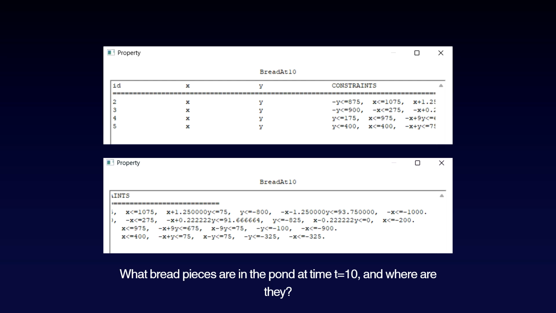So the first one was already eaten, and then our X and Y are actually shown more like in the constraints for the location, because it shows the actual full shape of the bread at the time, so it's just showing the location of the full object.